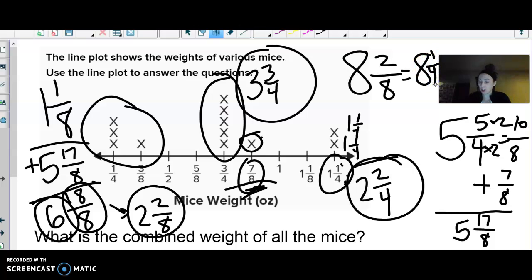Whew! That was a lot of math. If you hung in there with me, good for you. If not, that's okay. That was a lot of adding fractions. But again, hopefully you see that I took the value of each data point or x on my line plot and added them together.